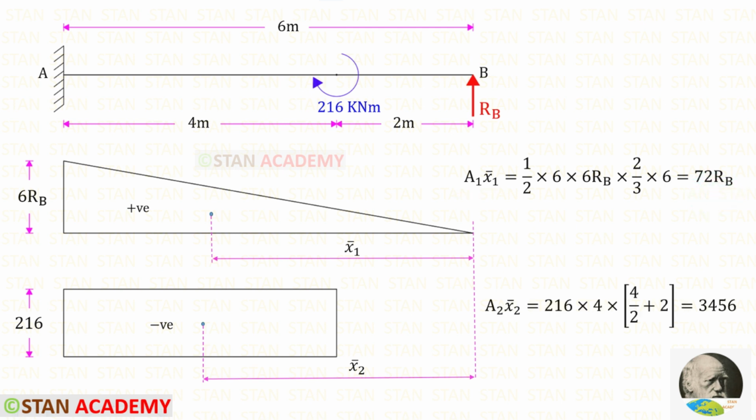Now let us find area 2 x2 bar. We know that it is a rectangle. For the rectangle, we can easily find the area. The area is 216 into 4.